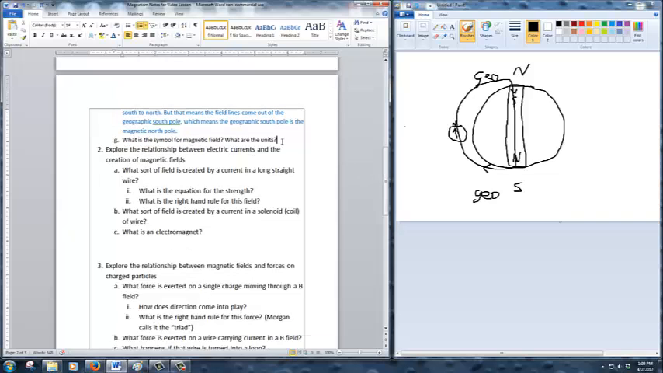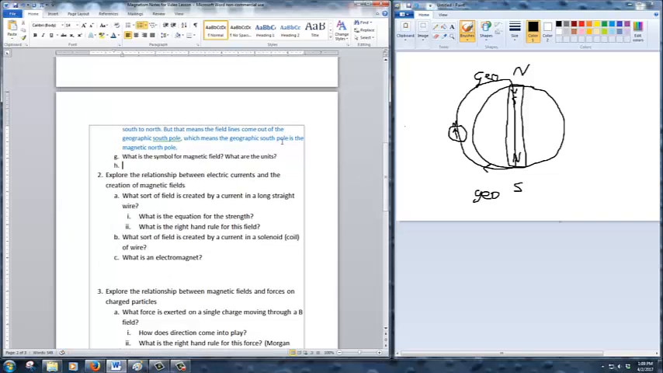What is the symbol for magnetic fields, and what are the units? Maybe this would have been better to have earlier, but whatever. The symbol is a B, a capital B. I know that that's annoying, that it's not a capital M, but after a while you just get used to it, and when you see B field, your brain just says magnetic field.